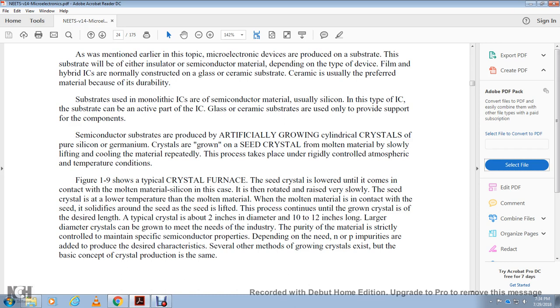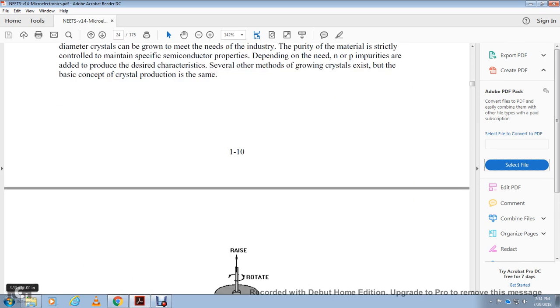the crystal to the desired length. A typical crystal is shown with a 2 inch diameter and 10 to 12 inches in length, along with larger diameters that can be grown as the industry needs. The purity of the material is strictly controlled to maintain specific semiconductor properties. Depending on the need, negative or positive impurities are added to produce the desired characteristics. Other methods of growing crystals exist, but the basic concept of crystal production is the same.